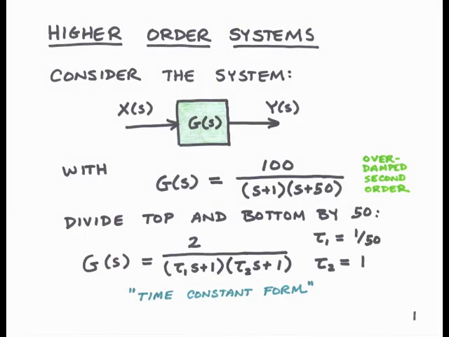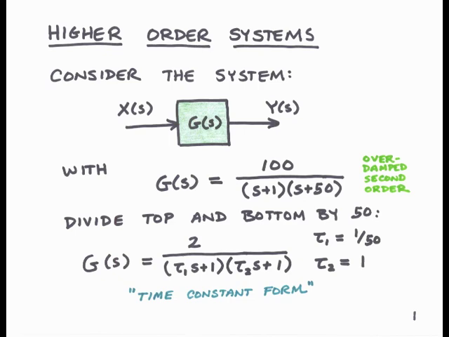In this and the next video, we'll be examining the time response of higher order systems. So these are systems where the denominator is order greater than 2. We've studied the first and second order systems already, and what we'll find when we study the higher order systems is that often they'll act like first or second order systems.